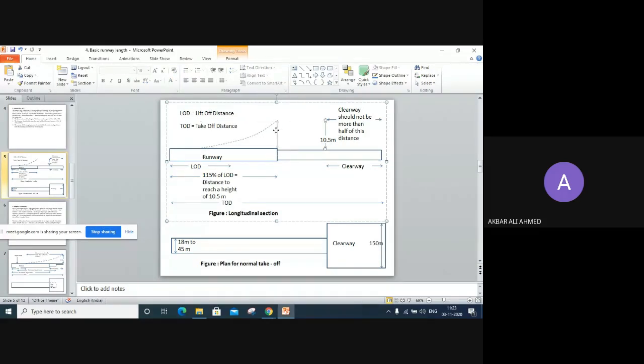When it tries to take off, it should have a distance of 10.5 meters. And so this is a clearway. Now it should be all right. So this clearway should not be more than half of the difference. What is the difference between these two? 115% of LOD and TOD. The difference is this much. And this clearway should not be more than half of this difference.